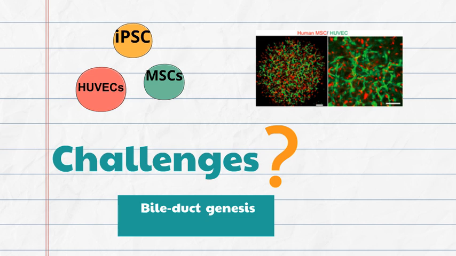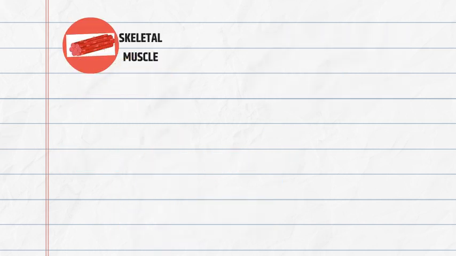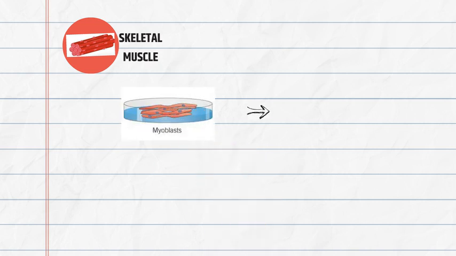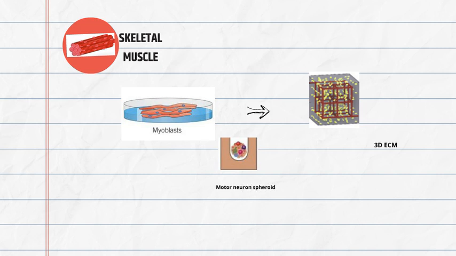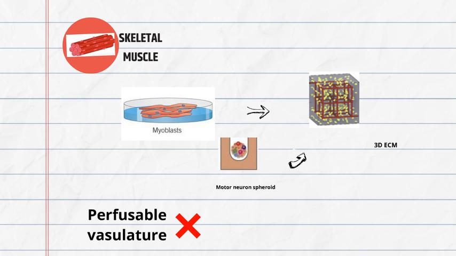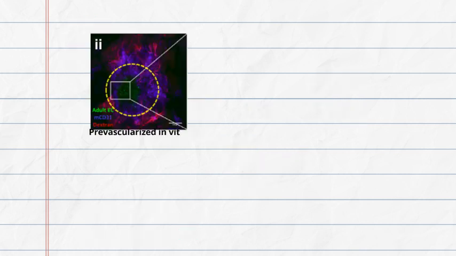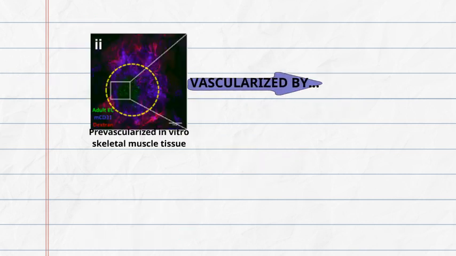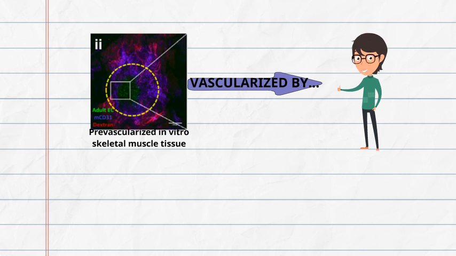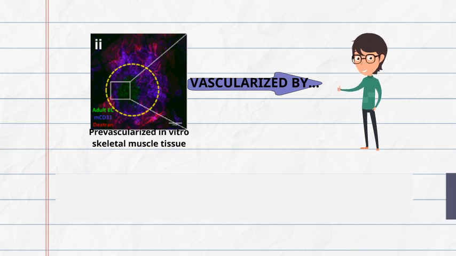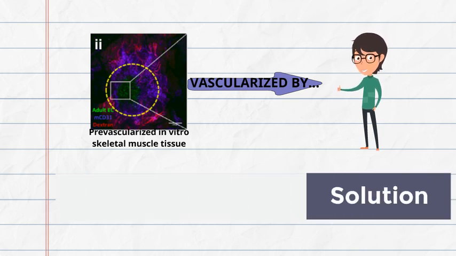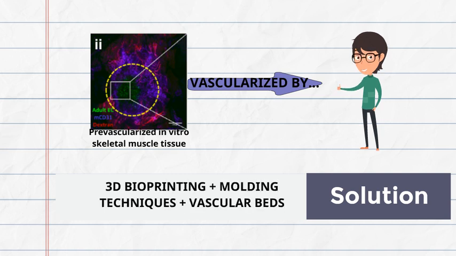3D skeletal muscle models are formed by suspending myoblasts. Next generation could also incorporate neuromuscular junctions by adding a motor neuron spheroid. Lack of functional perfusable vasculature in these models limits the size and density of engineered skeletal muscle tissues. Prevascularized in vitro tissues become vascularized by the host. However, they are still tedious and uncontrolled. A fully vascularized skeletal muscle tissue has not yet been engineered. A combination of 3D bioprinting, molding techniques, and vascular beds could be the solution.